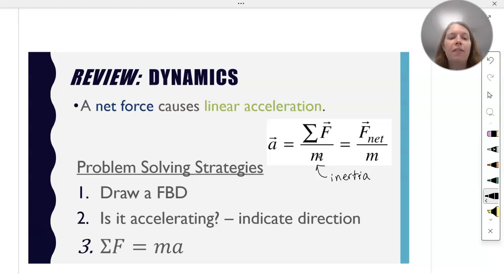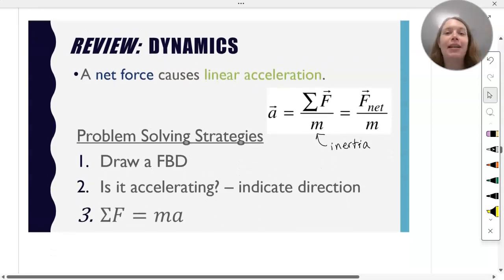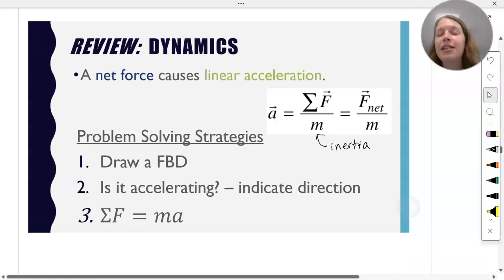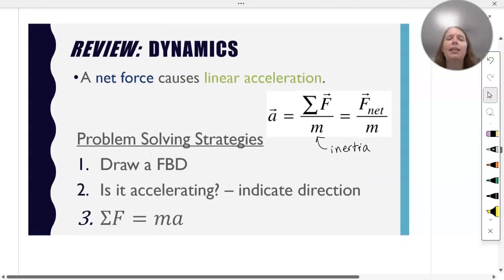And we had problem-solving strategies. We drew a free body diagram that showed all the forces acting on an object, typically from the center of mass. We asked ourselves the question, is it accelerating? And we drew that into the scenario. And then we used the best equation ever, the sum of the forces equals ma, to solve for whatever was needed in the problem. That got more complex with friction and things at an angle, but that was the general problem-solving strategy. And we're going to apply this here with torque.